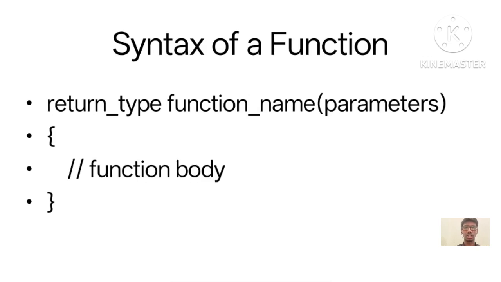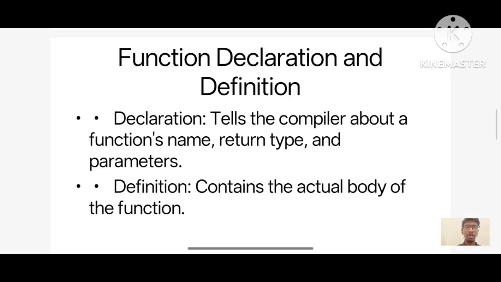Syntax of the function: return type, function name, and parameters are written in the parenthesis, and the body of the function is written in the curly braces. There are majorly three parts in a function: declaration, function calling, and function definition.